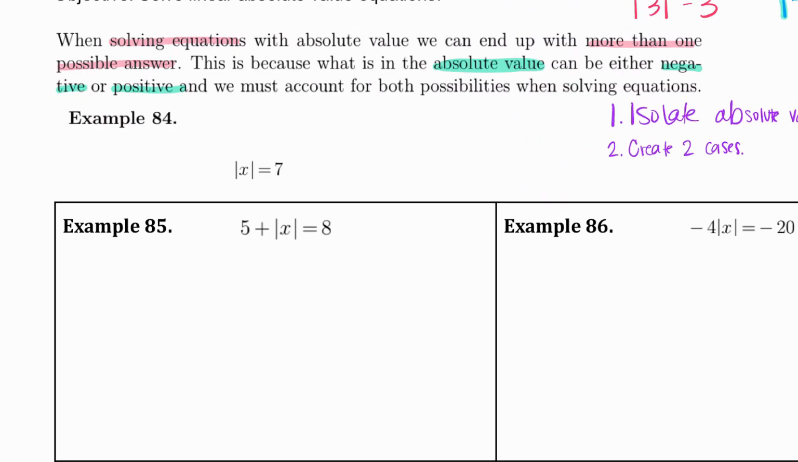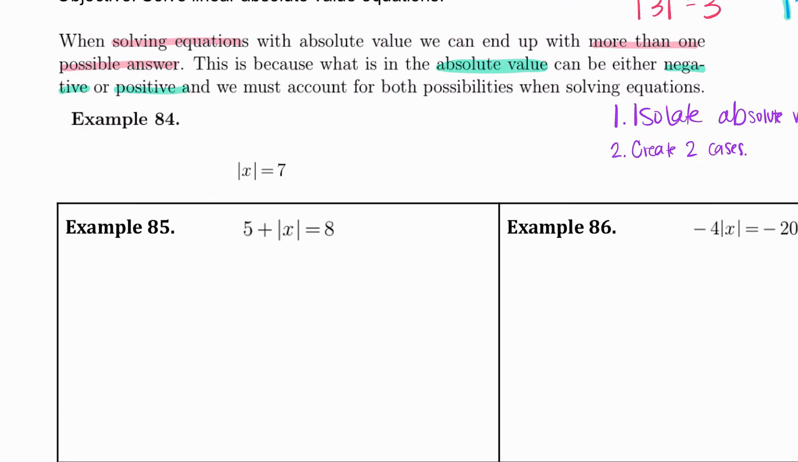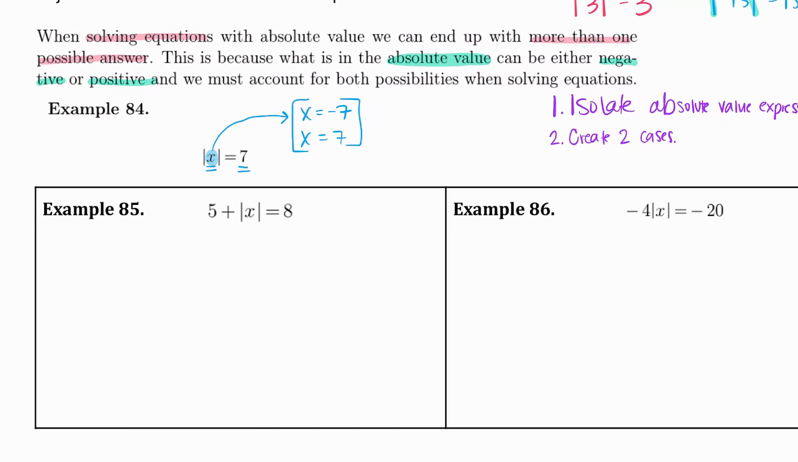So looking at example 84 here, I have the absolute value of x equals 7. This is about the most simple type of absolute value equation that we can solve. So if we're just thinking rationally, what values of x could we plug in here that would make this true, that would be a solution? Well, we know that if we take the absolute value of -7, we would get 7. We also know if we take the absolute value of +7, we would get 7. So x could be -7, x could be +7. We have 2 possible solutions. So we're going to use that foundation to solve the rest of these.